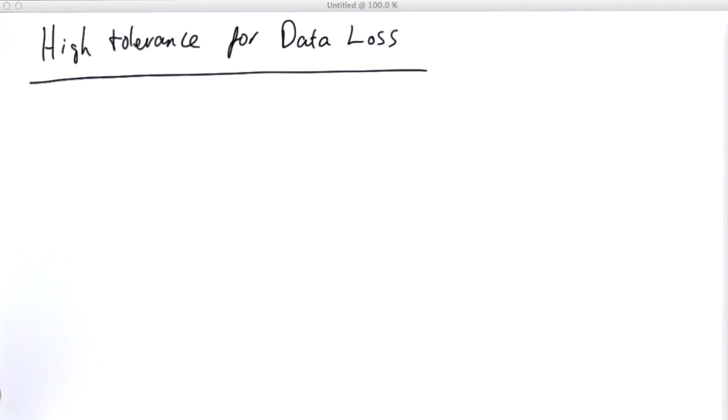Our final sort of grouping is a somewhat niche one. This would be applications where you've got a high tolerance for losing your data. And these scenarios are quite rare. It's not a common use case for someone to say, I don't mind if I lose my data. I either can regenerate it from scratch, or it's not terribly important in the first place.